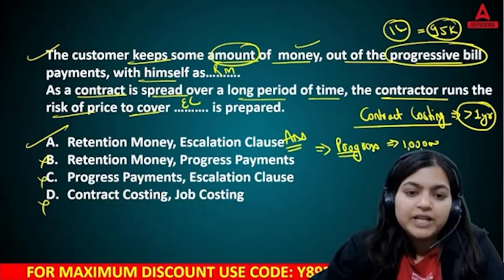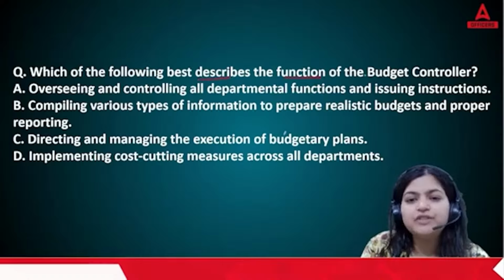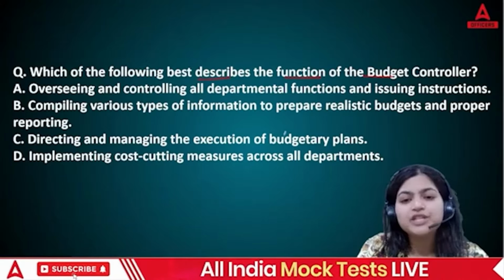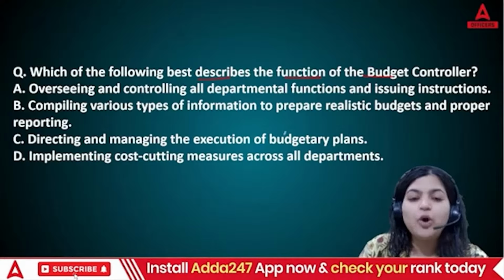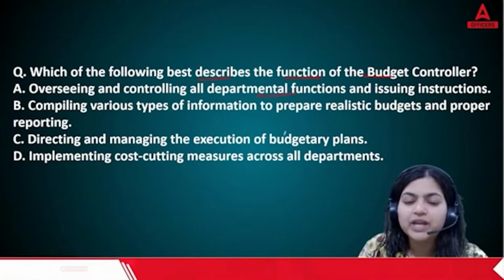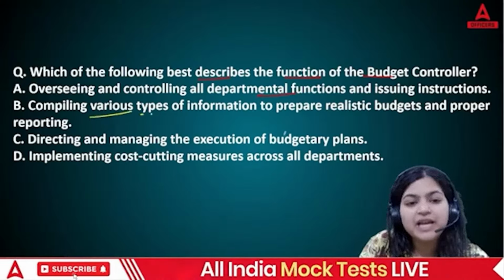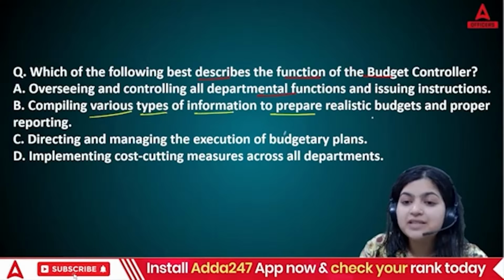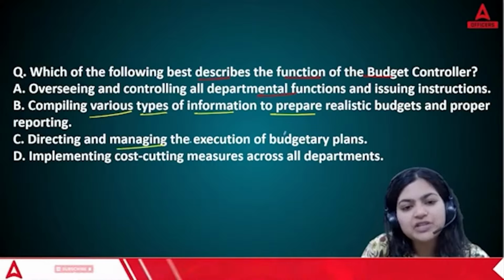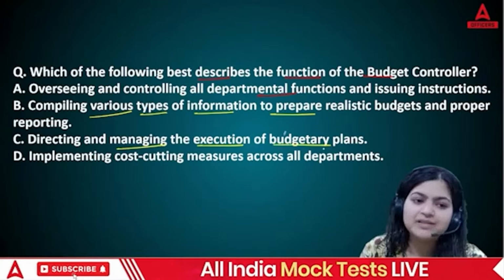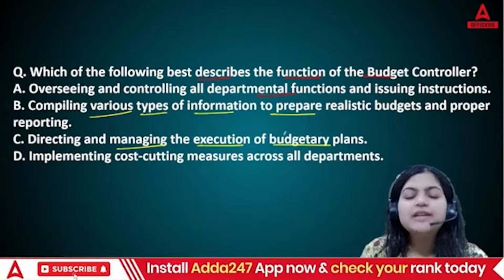Next question: which of the following best describes the function of the budget controller? This question is from the last unit, and here are the options. A, overseeing and controlling all departmental functions and issuing instructions. B, compiling various types of information to prepare realistic budgets and proper reporting. C, directing and managing the execution of budgetary plans. Or D, implementing cost-cutting measures across all departments.